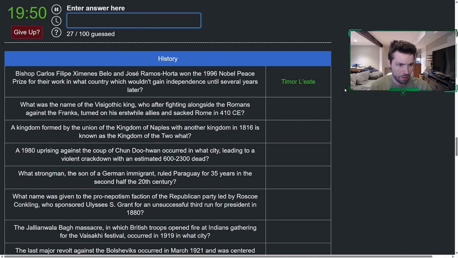Wow, I don't know. A kingdom formed by the union of the Kingdom of Naples with another kingdom in 1816 is known as the Kingdom of the Two Sicilies, I believe.